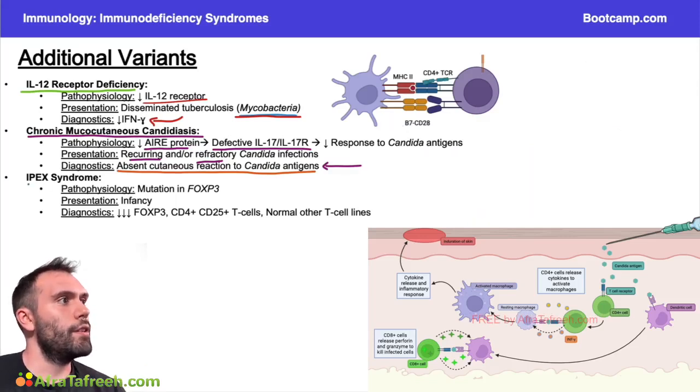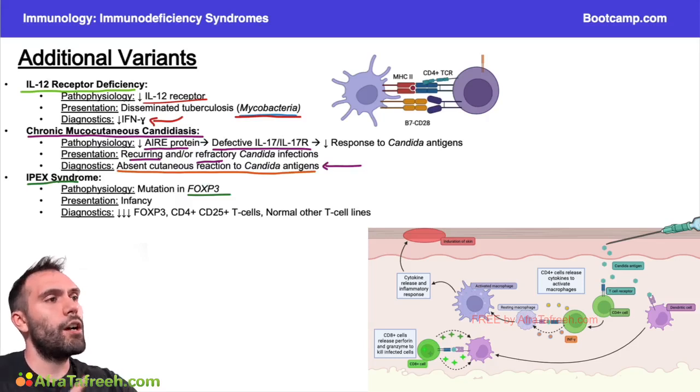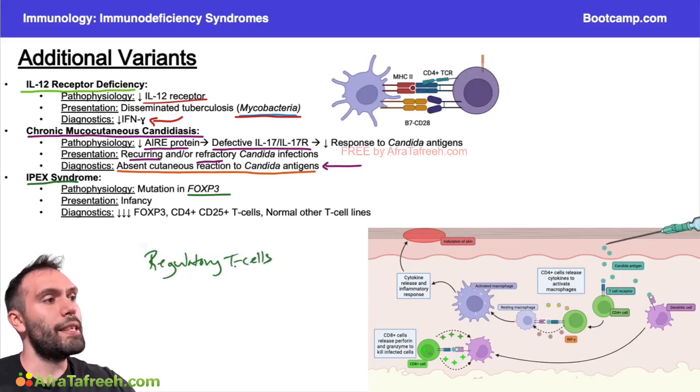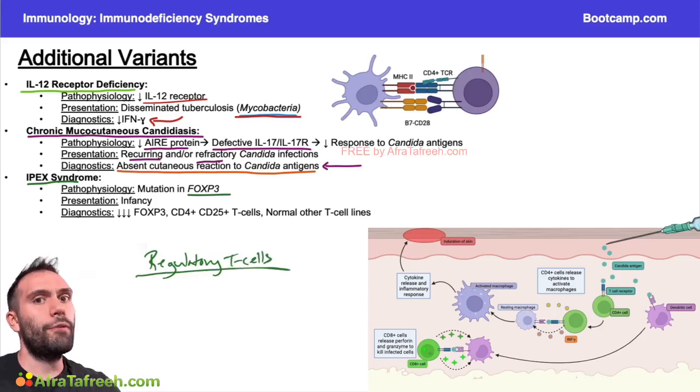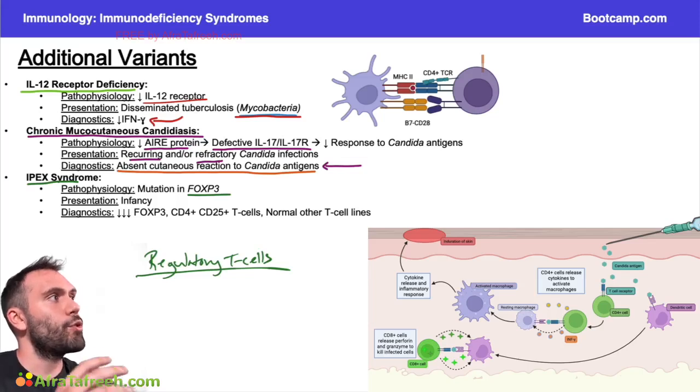Okay, last one, IPEX syndrome. So IPEX syndrome is due to a mutation in the FOXP3 gene. Now remember, we talked about this when we went through the T cell video. We said there's these certain cells, these are the regulatory T cells. And these regulatory T cells are going to kind of be the opposite of the inflammatory response. Essentially, these cells are trying to keep things under control. They don't want things to get out of control, is another way to think about it, right? They want to keep the inflammatory response in check.